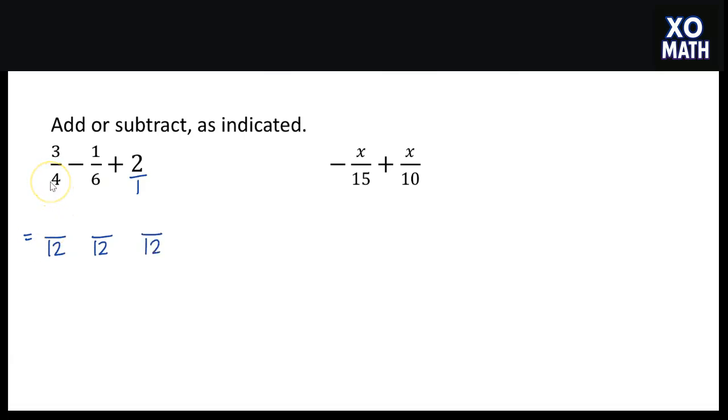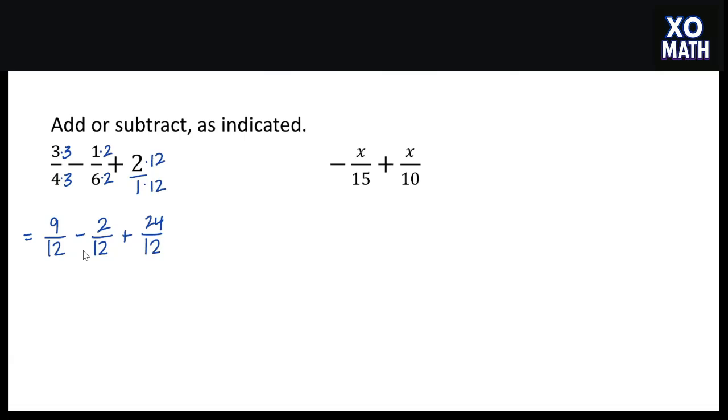For the first fraction, 4 times 3 is 12. So 3 times 3 for the numerator becomes 9. For the second fraction, 6 times 2 is 12. So we'll multiply the numerator by 2. 1 times 2 is 2. And for the last one, 1 times 12 is 12. And 2 times 12 is 24.